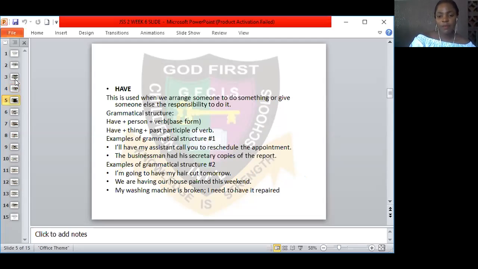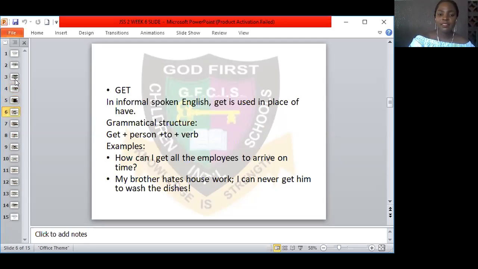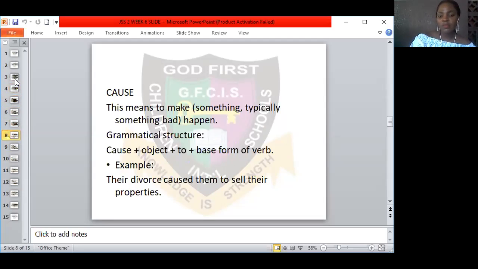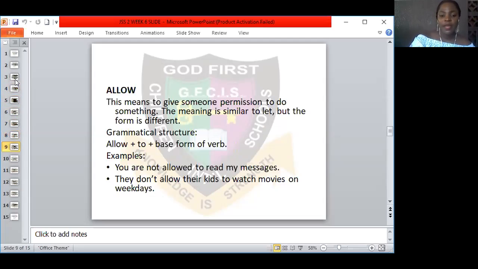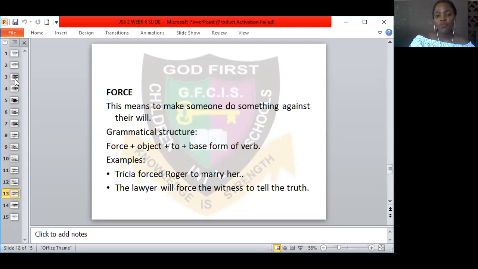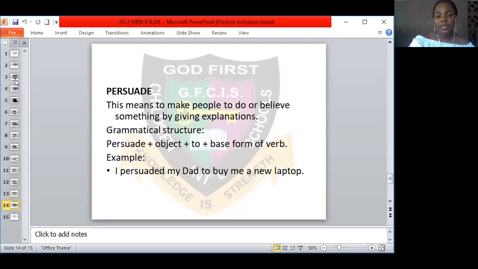The next causative verb which I talked about is have. Also get, make, cause. I said cause means to make something, typically something bad, happen. And the grammatical structure is cause plus object plus to plus the base form of the verb. Then allow, help, enable, force, require, and persuade, which is the last causative verb on this topic.